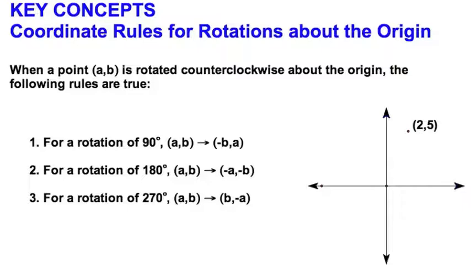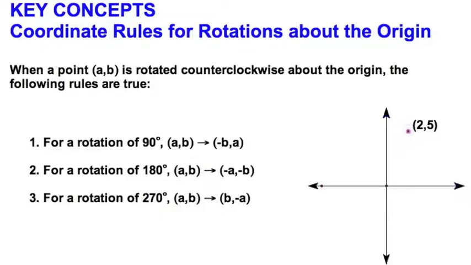And as you can see, just like the last section, we have several rules for these transformations, particularly for a rotation of 90, 180, and 270. A 360, of course, will map it onto itself. So let's look at this as an example.